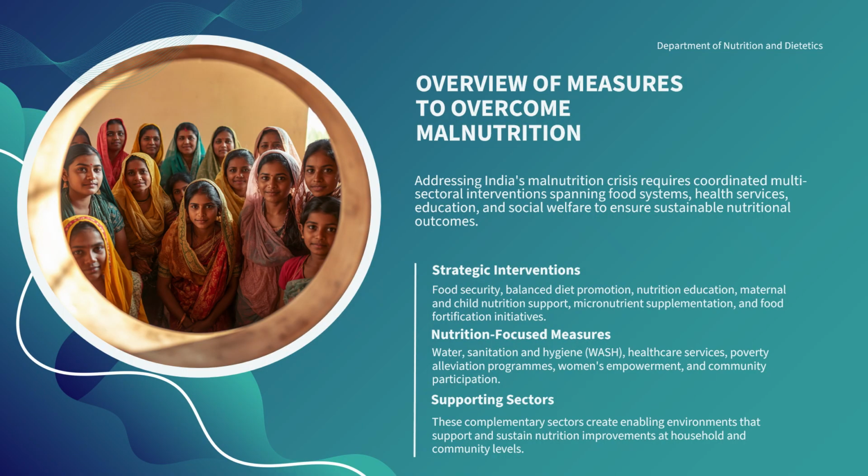Overview of measures we have to address to overcome malnutrition. India's malnutrition crisis requires coordinated multi-sector interventions spanning food systems, health services, education related to health and welfare, and social welfare to ensure sustainable nutritional outcomes. First one is strategic interventions. Strategic interventions mean food security, balanced diet promotion, nutrition education, maternal and child nutrition support, micronutrient supplementation, and food fortification initiatives. All we can do.